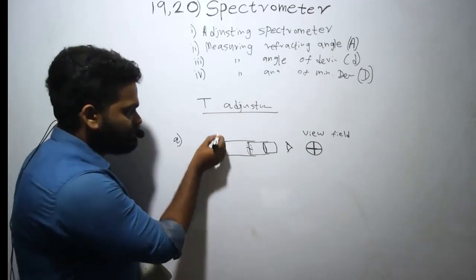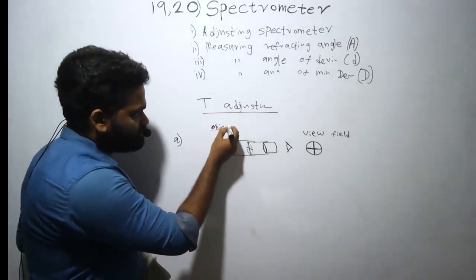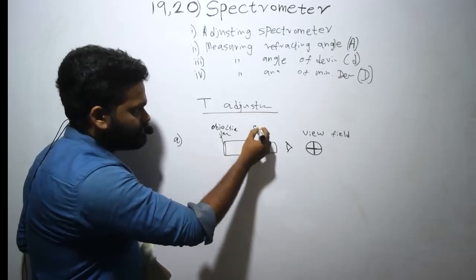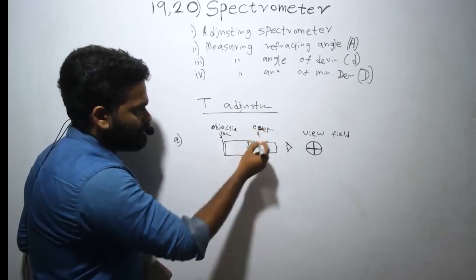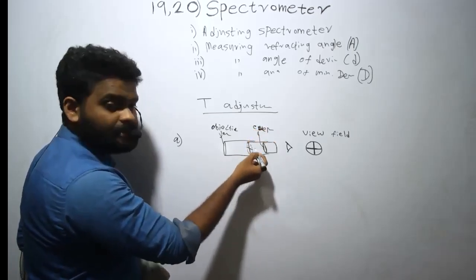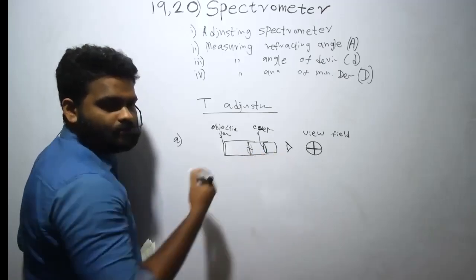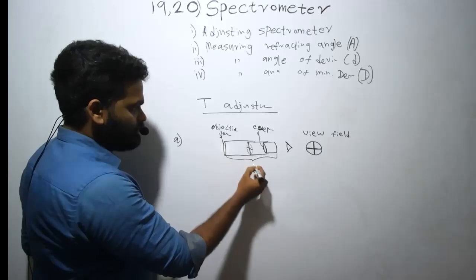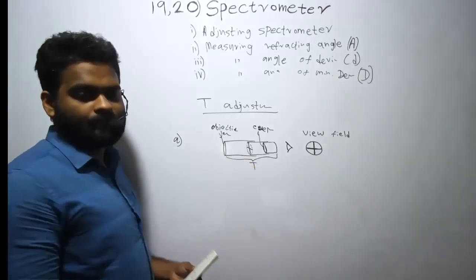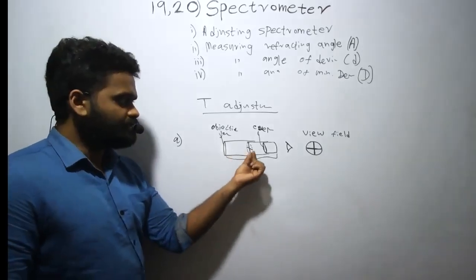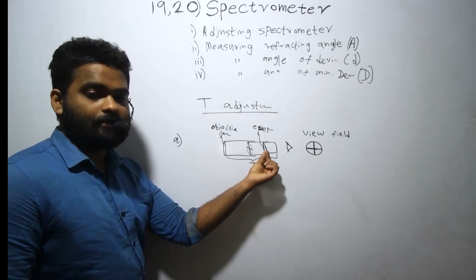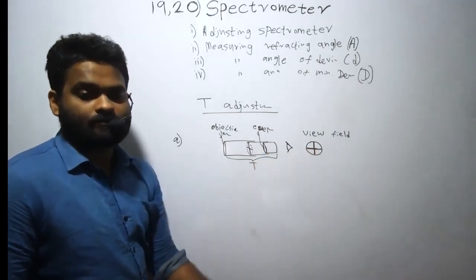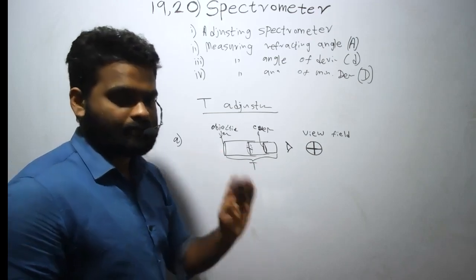If you want, you can name this. This is the objective lens. This is the eyepiece. This is the cross wires, obviously. The whole thing is the telescope, right? First adjustment is between the cross wires and eyepiece, until you see a clear image of the cross wires. If you are done, thumbs up, right?